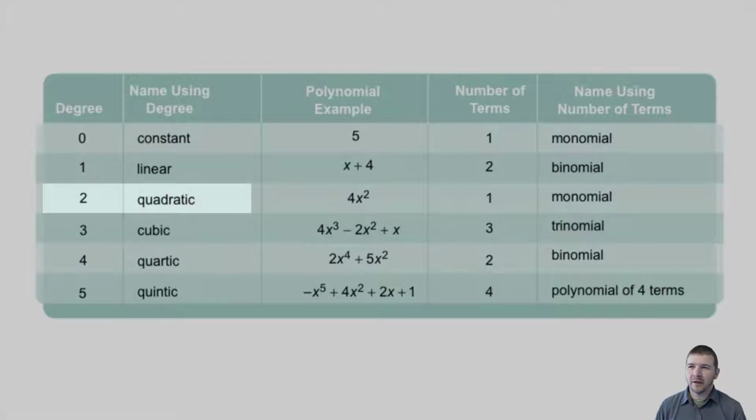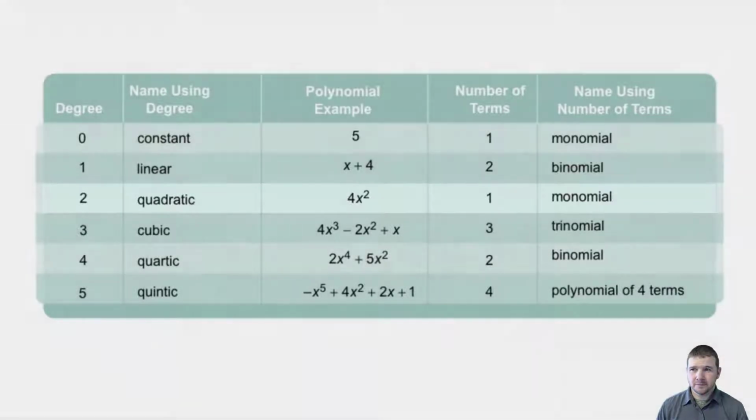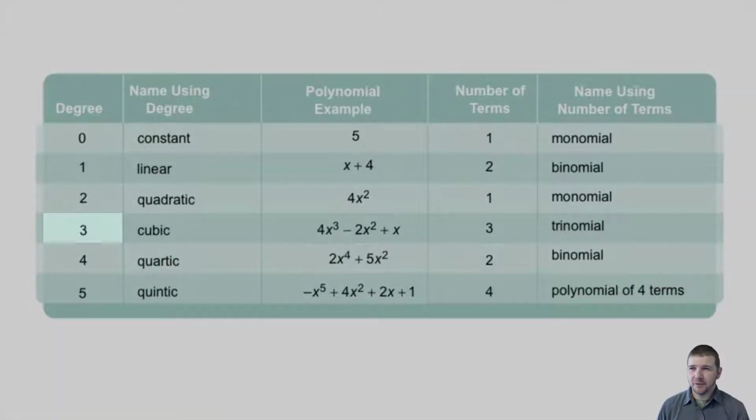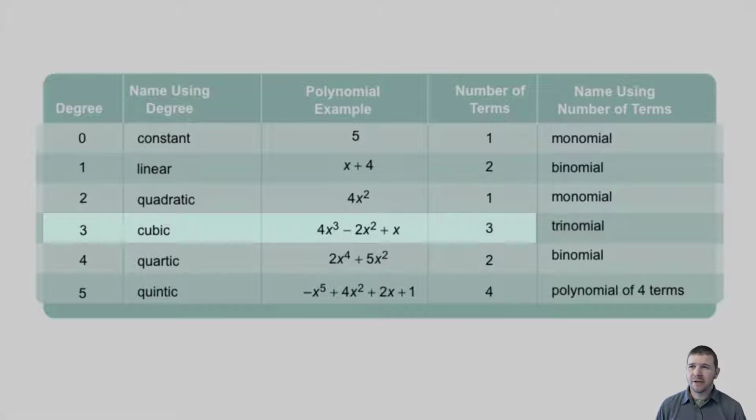Degree 2, we call that a quadratic polynomial. An example, 4x squared. Note this example has one term, so it's classified as a monomial. A third degree polynomial is referred to as a cubic polynomial. An example is here, 4x cubed minus 2x squared plus x. This example has 3 terms, so it's referred to as a trinomial.